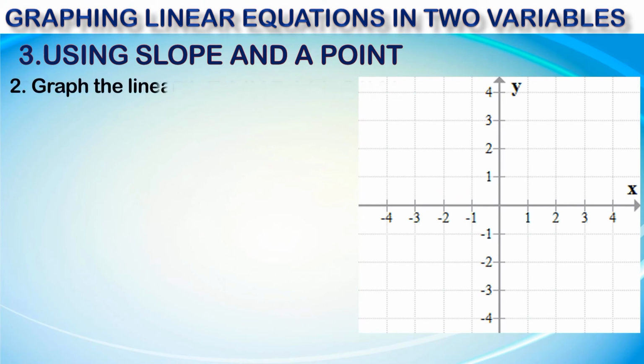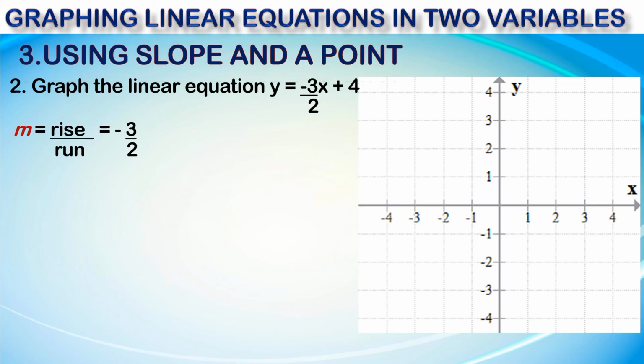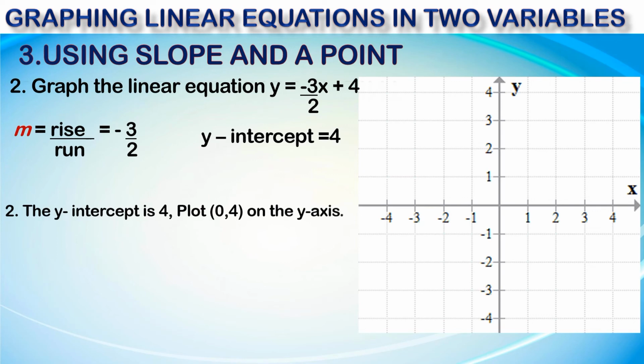Another example, we're going to graph the linear equation y equals negative 3/2 x plus 4. So what are we going to do first? We're going to identify the slope. The rise is negative 3 and the run is 2. And for the y-intercept, we have 4. Next step, we're going to plot (0, 4) on the y-axis since the y-intercept is 4.